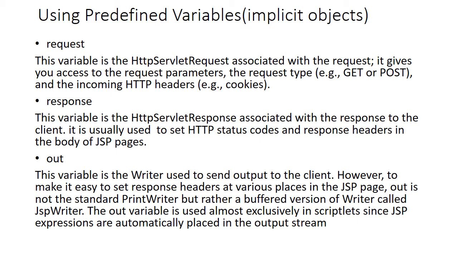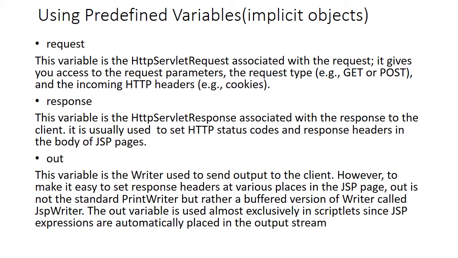Now the out variable is an object of the JspWriter, whereas in servlet we had a PrintWriter class, but in JSP we get a buffered version of writer, and that class is JspWriter. So rather we can define it as out is an implicit object of, not the PrintWriter class, but of the JspWriter class. Most of the time it is used to send the output to the client, and it is used exclusively in scriptlets.